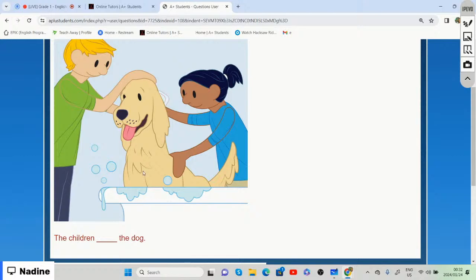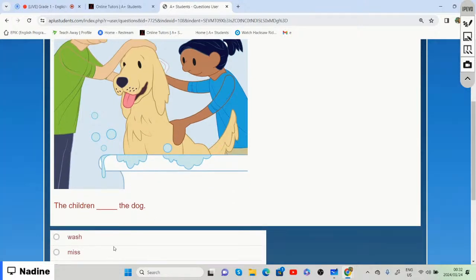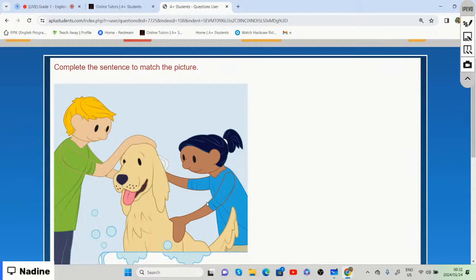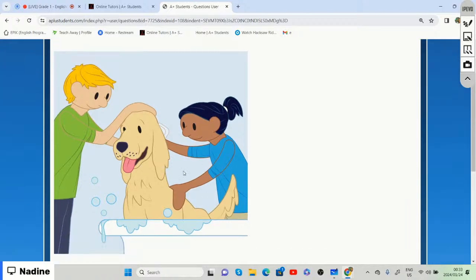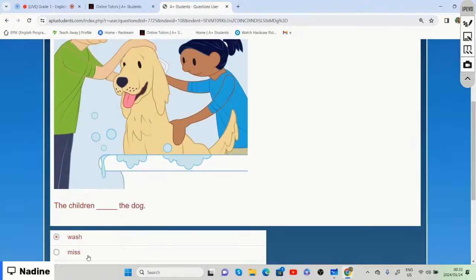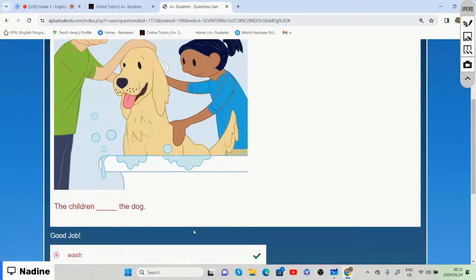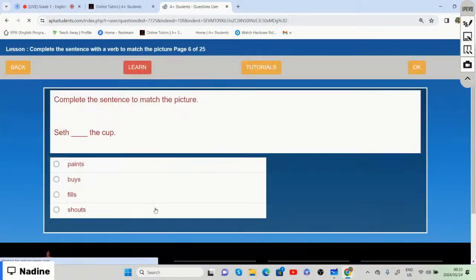All right. So if we say the action that is taking place within the sentence, we can say the children wash the dog. All right. So we can say the children wash the dog. And wash is correct.